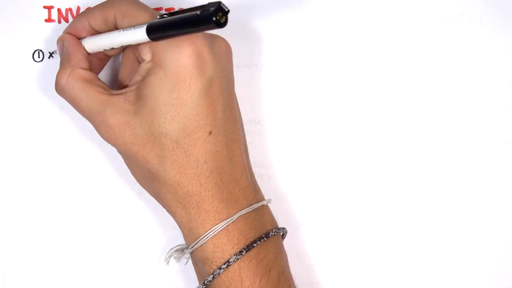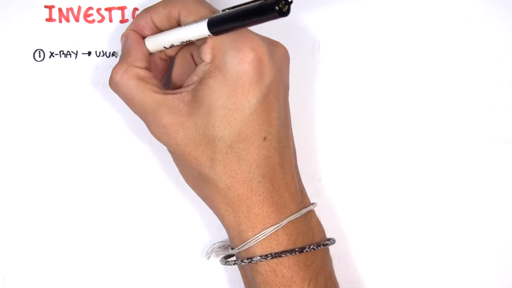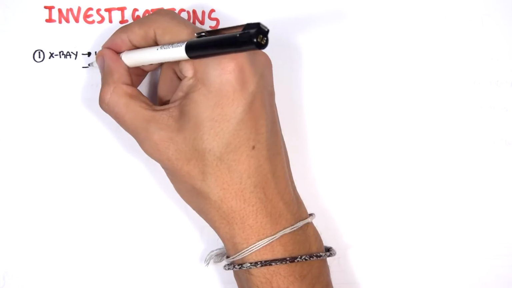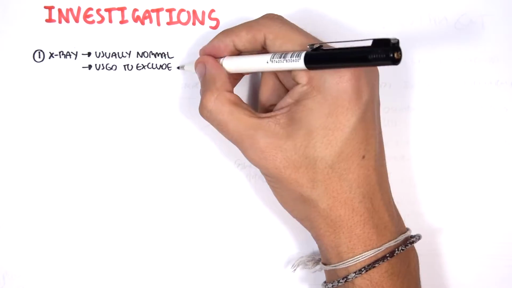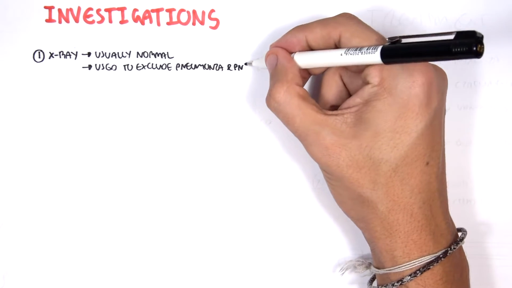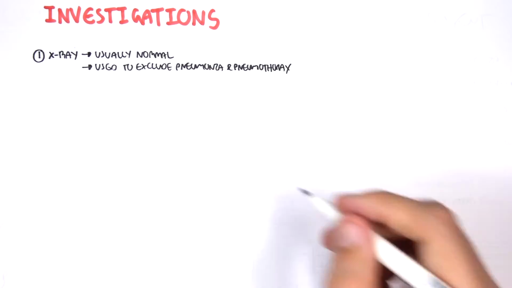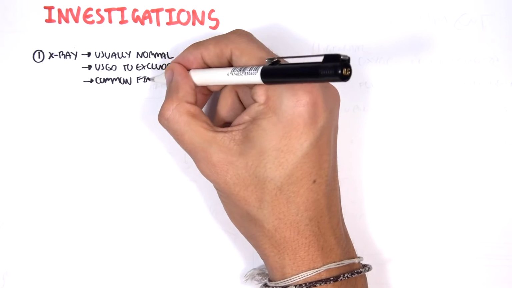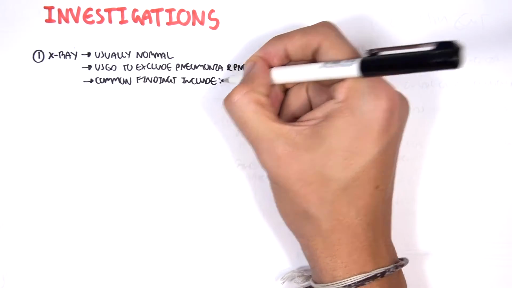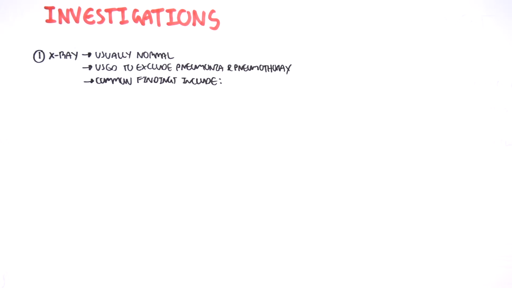We can do an X-ray. Now, X-ray is very important for any respiratory problems, but X-rays usually come back normal for pulmonary embolism. And X-rays are used to exclude other differentials such as pneumonia and pneumothorax. But you can find some common features in pulmonary embolism, in PE.